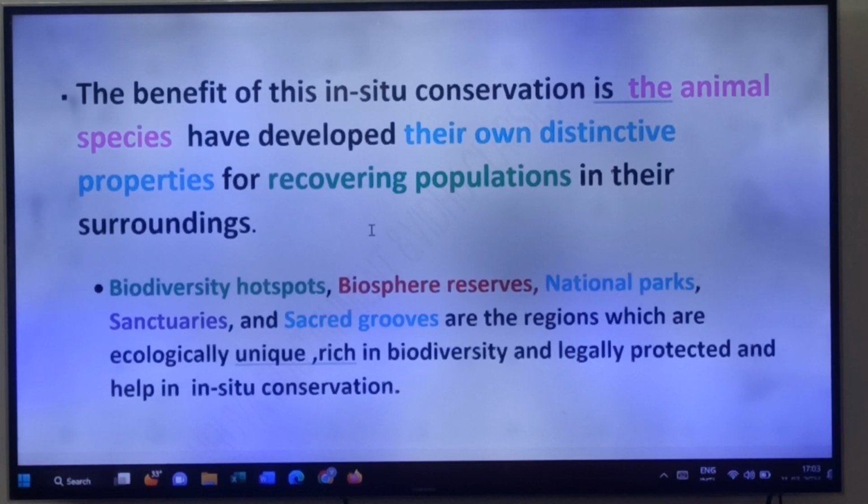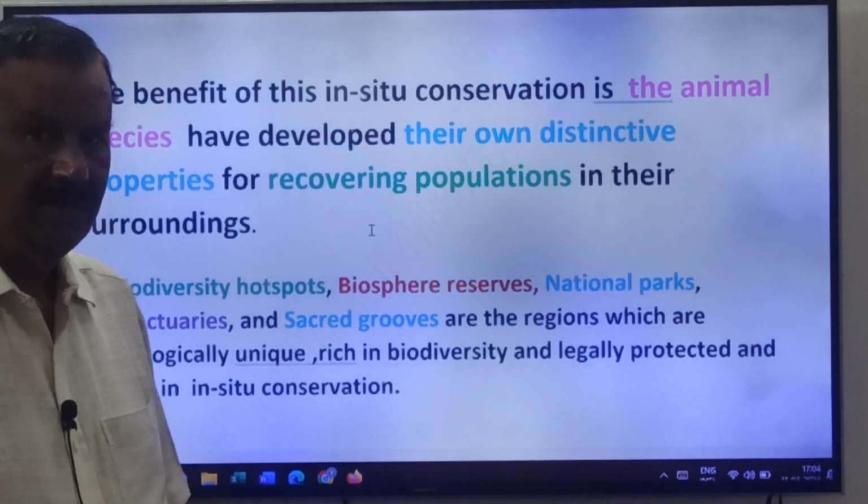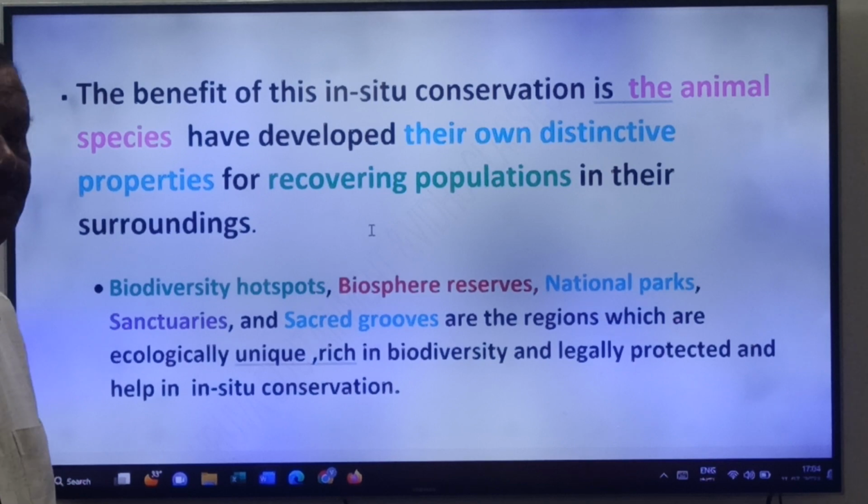Now, how do we protect animal species in in situ conservation? Biodiversity hotspots, biosphere reserves, national parks, sanctuaries and sacred groves. Friends, five words. Once again: biodiversity hotspots, biosphere reserves, national parks, sanctuaries, sacred groves.